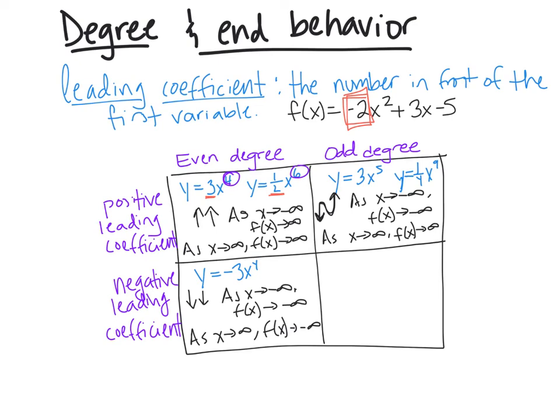And then finally, when you have a negative leading coefficient, so for example, negative 3x to the 5th, or negative 1/4 x to the 9th, it's just the flip of that. So let's record that. As x goes to the left, over to negative infinity, f of x is going up, so that's up to positive infinity. And as x is going toward positive infinity to the right, f of x is going down, so down to negative infinity.